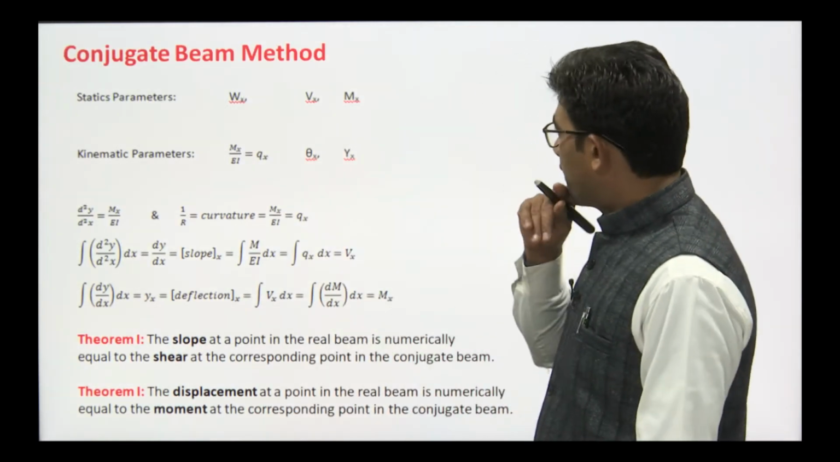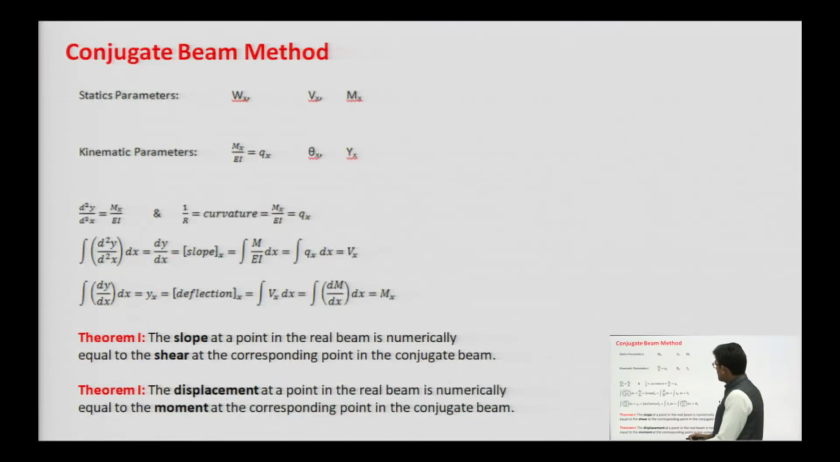In the conjugate beam method, let us first of all make a beam. Say we have this type of beam, overhanging at both sides, it can be any type. We have taken a determinate beam.